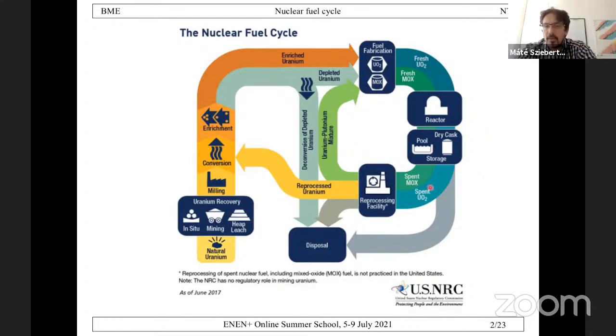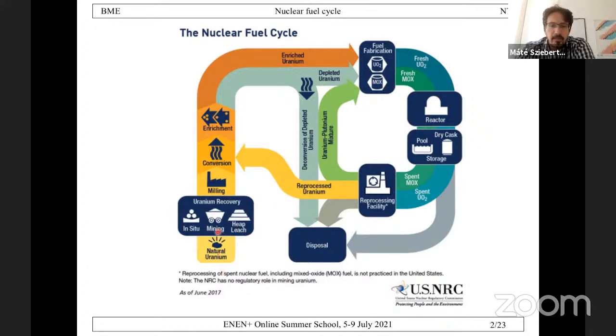But an option can also be to go directly with the spent fuel to the disposal, and in this way we speak about open fuel cycle. So we will go through all these facilities and elements of the nuclear fuel cycle in the presentation, and we'll look into the different options with the so-called back end of the fuel cycle. We call the back end the part after the reactor, and we call the front end the part before the reactor in the fuel cycle.